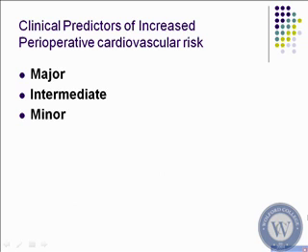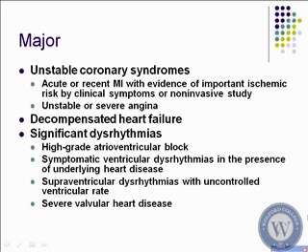Clinical predictors of increased perioperative risk are major, intermediate, and minor. The major ones are things like unstable coronary syndromes. These are patients with acute or recent MI, unstable severe angina, decompensated heart failure. If a patient has significant dysrhythmias, that puts them at high risk, such as patients with high AV block. You should really be putting these people on a pacemaker before you take them in the operating room.